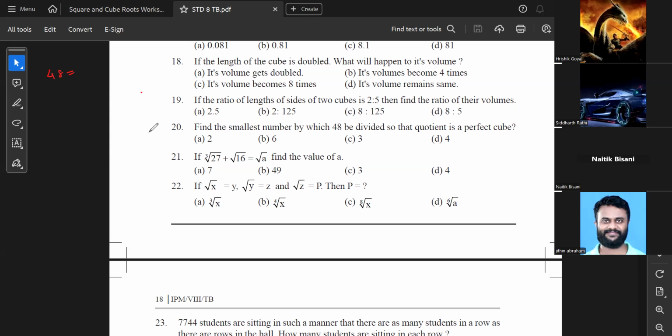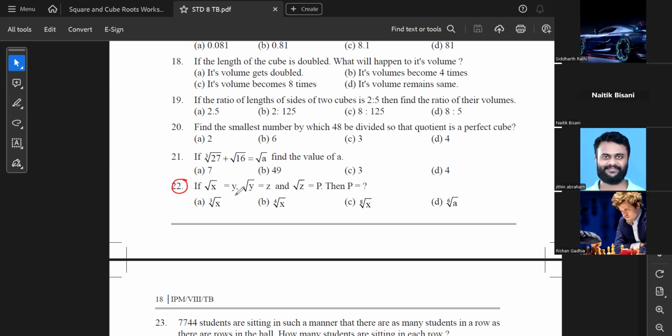Makes sense. And after that, 22 was your doubt, right? So in 22, what is said? Root of x is equal to y, root of y is equal to z, and root of z is equal to p. Then p is equal to what?